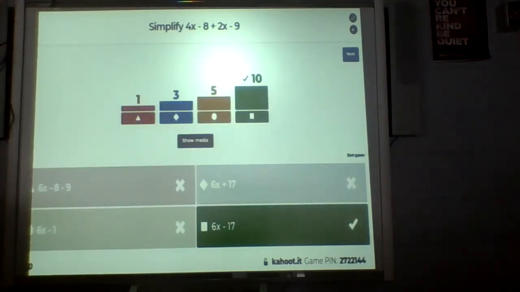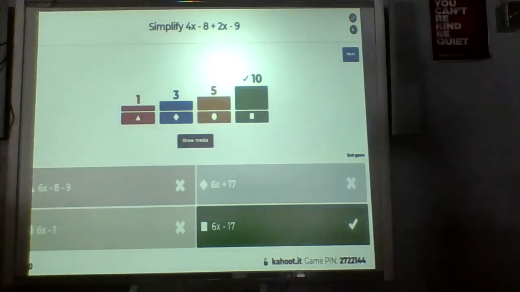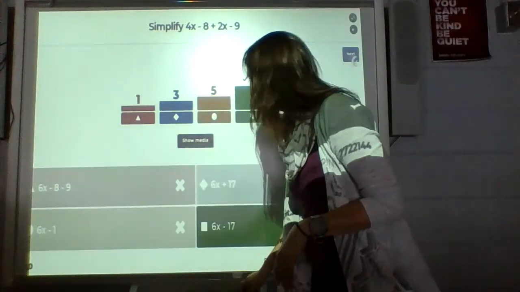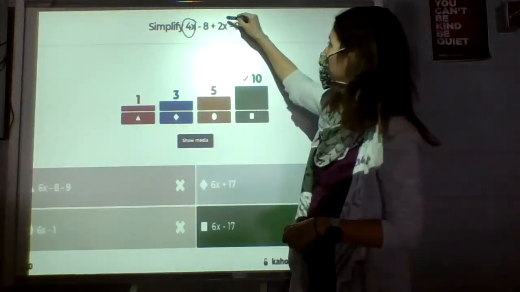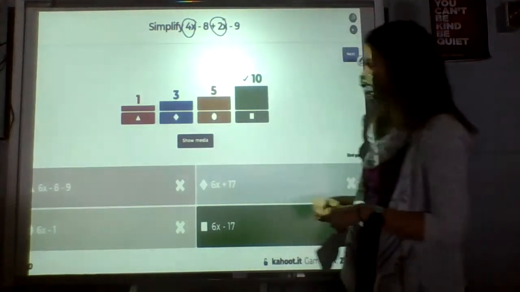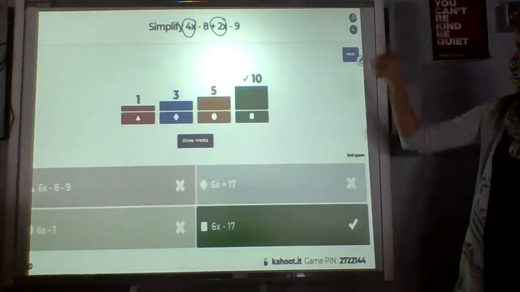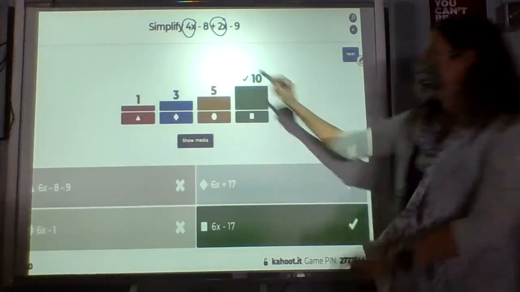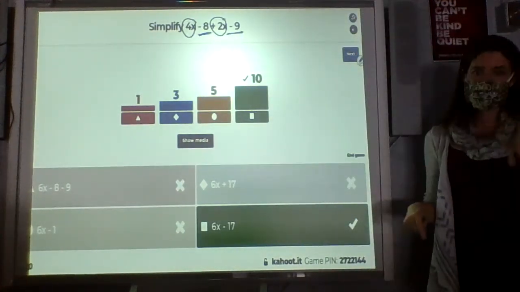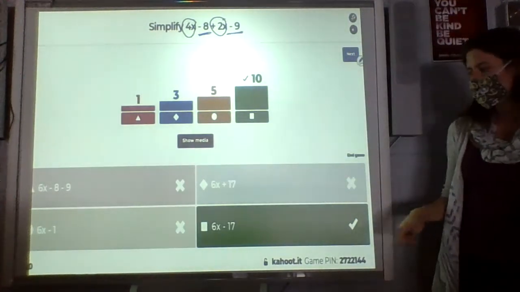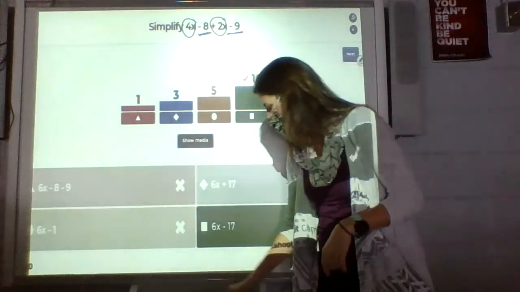All right. So let's talk about it real quick here. So we have 4x, but the minus signs with that 8. And it's a positive 2x. Well, I guess all of them have 6x. So 4x and a positive 2x. But then we have this negative 8 and a negative 9. Down more, down 8, down 9 more. So that's how we get the negative 17.